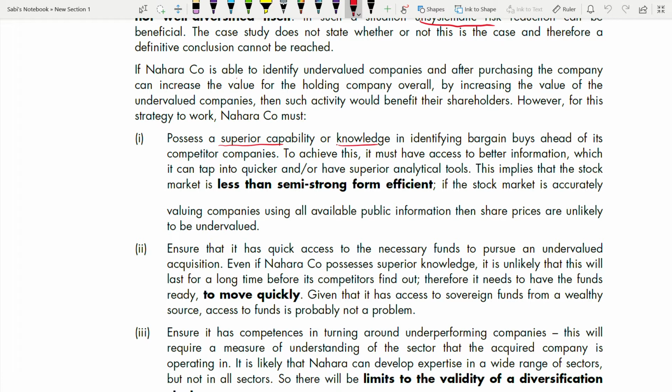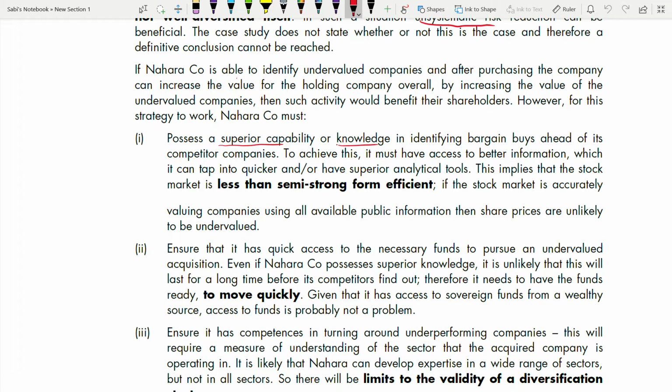So to achieve this, it must have access to better information, which it can tap into quicker, or have superior analytical tools. This implies that the stock market is less than semi-strong form efficient. If the stock market is accurately valuing companies using all available public information, then share prices are unlikely to be undervalued. Mark this word, semi-strong form efficient.